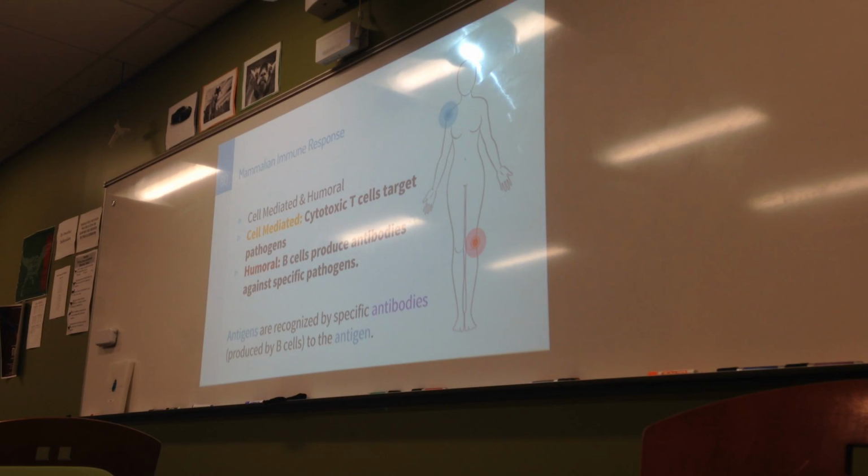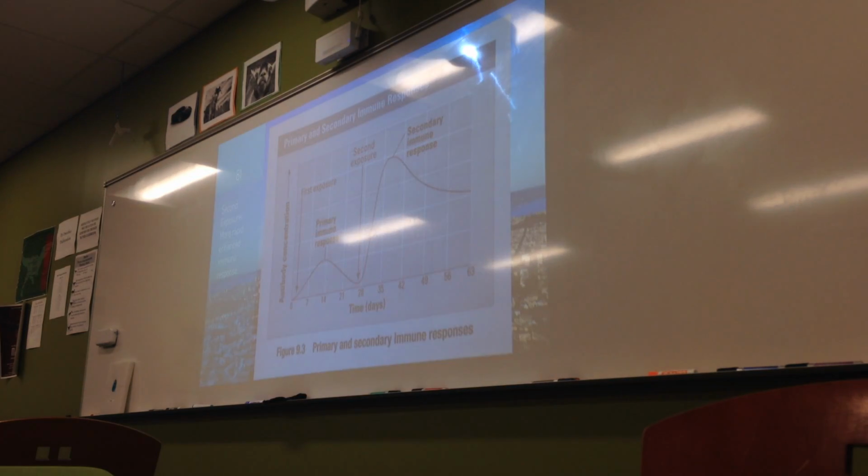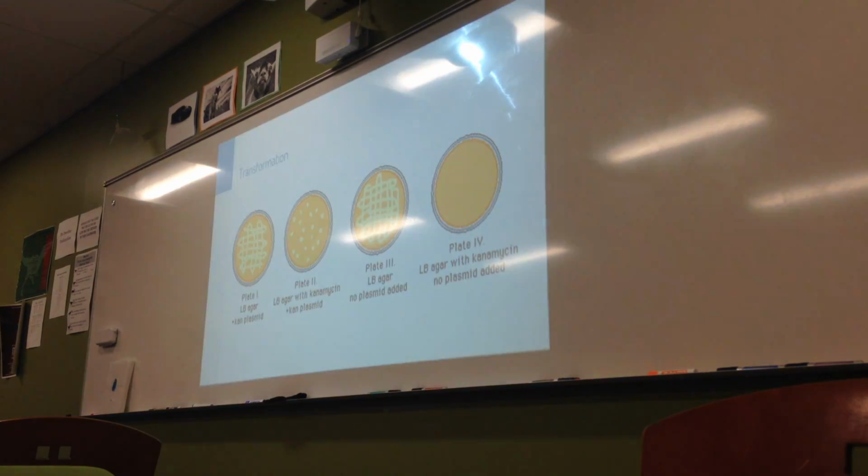Our immune response in mammals has a cell-mediated and a humoral response. Cell-mediated has the cells directly dealing with pathogens. The humoral response has B cells producing antibodies against specific pathogens. And antigens are recognized by specific antibodies produced by B cells to the antigen. In our primary and secondary immune responses, the secondary one is faster because those memory cells can produce antibodies much quicker, can recognize, it's more rapid, it's an enhanced immune response.